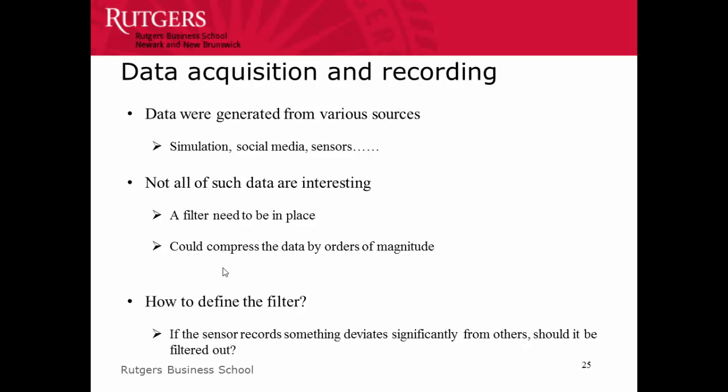First, in the data acquisition and recording stage, because data are generated from various sources, including social media, simulation results, and sensors, not all the information is interesting and useful. So we need a filter in place to preprocess the data so that we only analyze the useful information. A filter process could compress the data by orders of magnitude. It can significantly reduce the amount of data that you need to analyze.